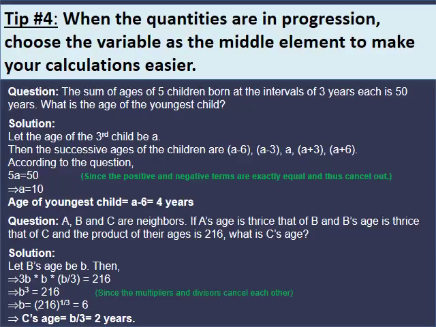B cube is equal to 216. Since the multipliers and divisors cancel each other out, we get B equal to 216 to the power of 1/3, which is equal to 6. Thus, C's age is equal to B divided by 3, which is equal to 2 years.